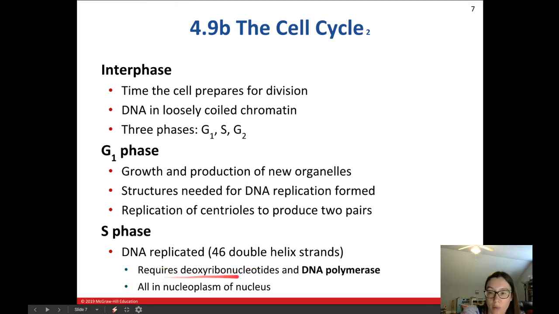This requires a couple of things: deoxyribonucleotides. Remember, we talked about the nucleotide bases in chapter 2, our biological macromolecules. For DNA, we have the bases A, T, C, and G. We need those bases in order to make another copy; those are the monomers we put together as a polymer of DNA. And we need DNA polymerase, as well as a bunch of other things, but these are the main pieces. All are found in the nucleoplasm of the nucleus, and that's like the cytoplasm inside the nucleus.